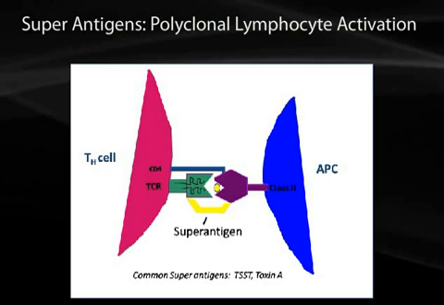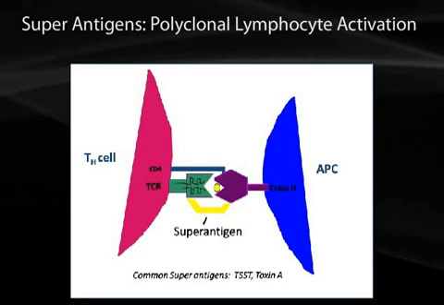Now here we see the superantigen, and notice that the superantigen is binding to the outside of the binding area. It's not part of the peptide recognition. It's binding to the outside of the TCR and the outside of the class 2 MHC. And when it binds to the outside, it will pull those cells together and force them to interact and keep the interaction there.